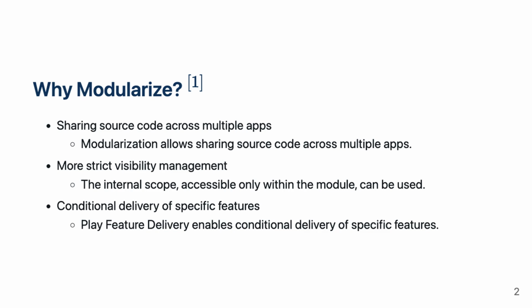Second, it enables strict visibility management. By modularizing, you can use internal keywords to restrict the access scope of classes and functions, etc. within a module. Third, it allows you to deliver features only under specific conditions. By leveraging Play Feature Delivery, you can deliver modules based on conditions such as country or API level.